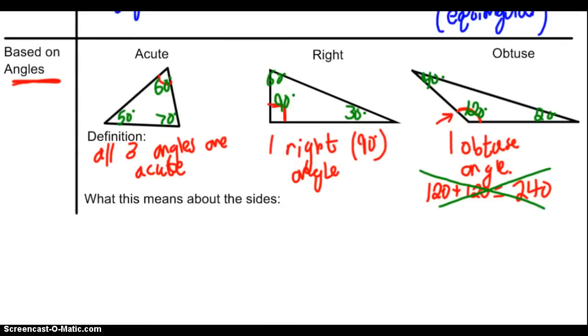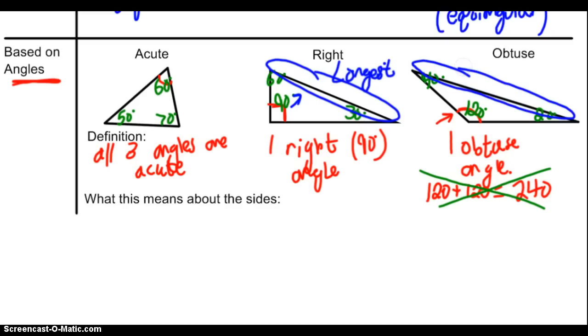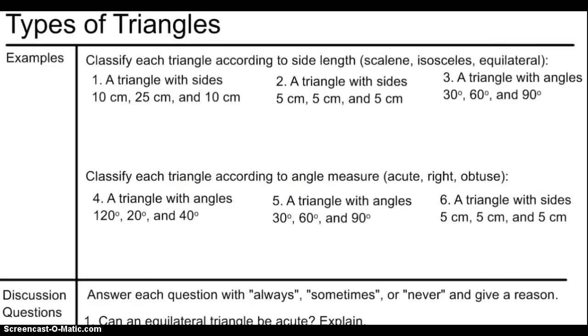And I guess we can also add a few things for acute, right, and obtuse angles. We've learned that the longest side is across from the longest angle. So for a right triangle, the longest side is always across from that right angle. That's the longest side. And for an obtuse angle, same thing. The longest side is always across from that obtuse angle, because that'll be the biggest angle. Longest side right there.